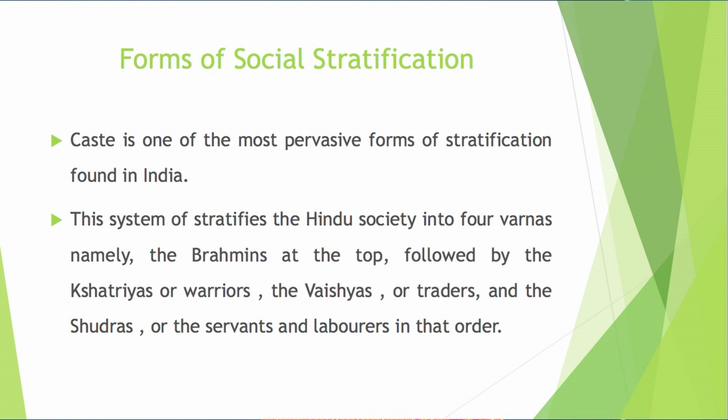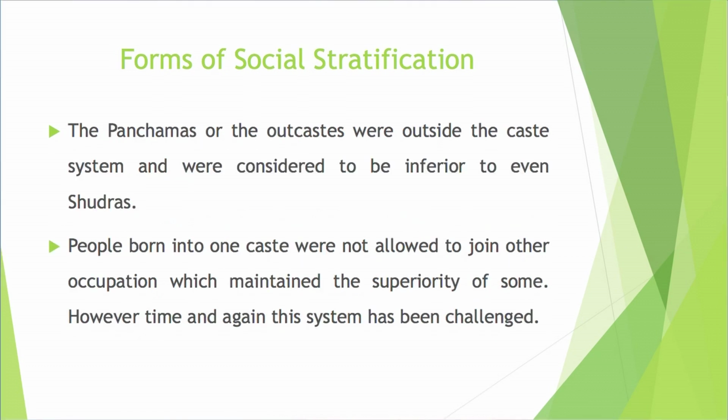So we have already discussed that there are diverse forms of social stratification. Now let us discuss some of those. First of all, the caste system. Now, caste system is a form of social stratification that we find in India. It is one of the most pervasive forms of social stratification. This system stratifies the Hindu society into 4 varnas, namely the Brahmin, the Kshatriyas, the Vaishyas, the Shudras, and the outcasts, who are known as the Panchamas.